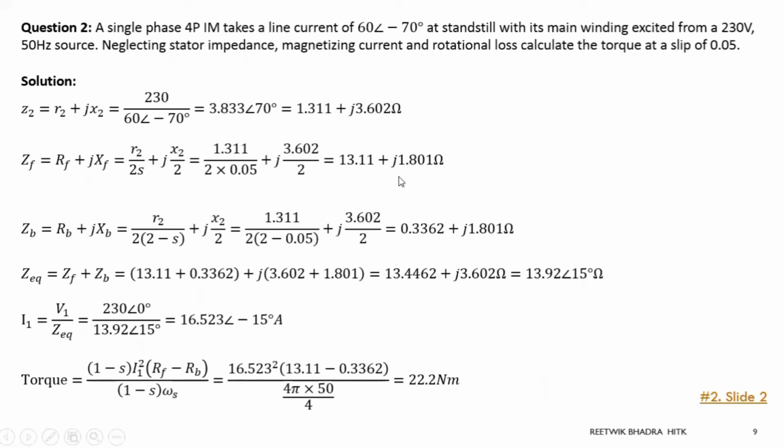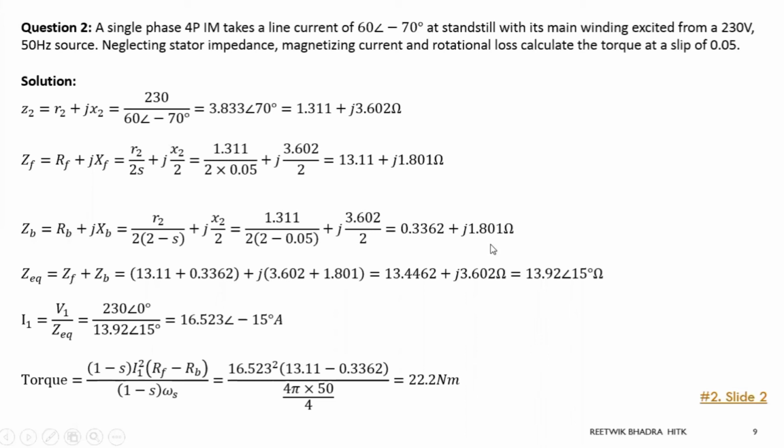I'm not going into detail of this because we have done it. We are just substituting the value of R2 as calculated from here, X2 calculated from here, see, 3.602 and 1.311, substituting it over here and getting your value of ZF. Similarly goes for ZB and get your value of RB and X.